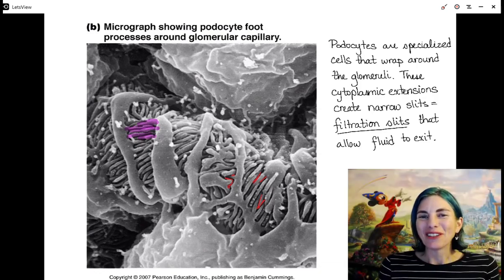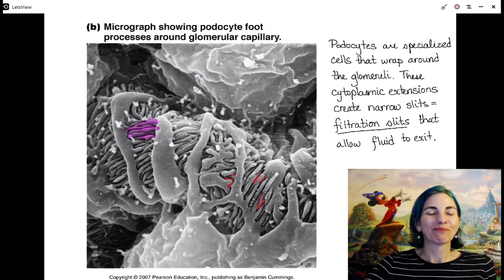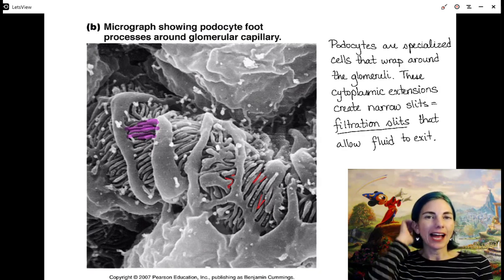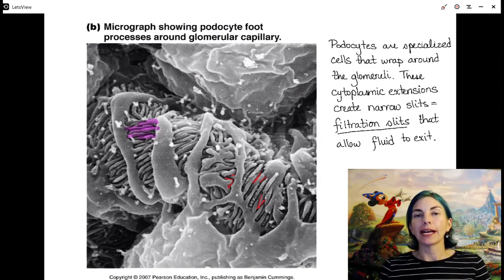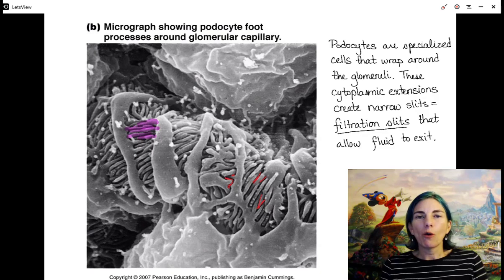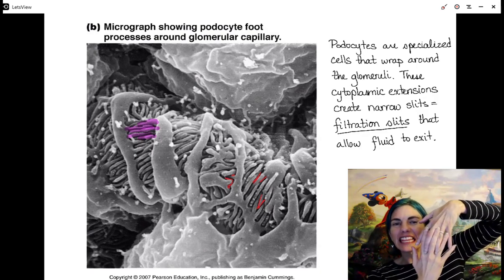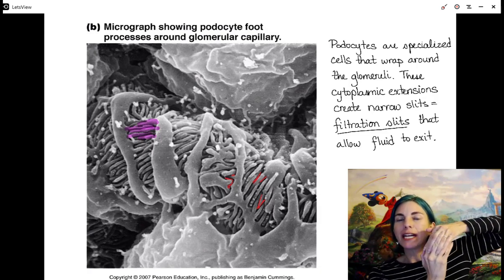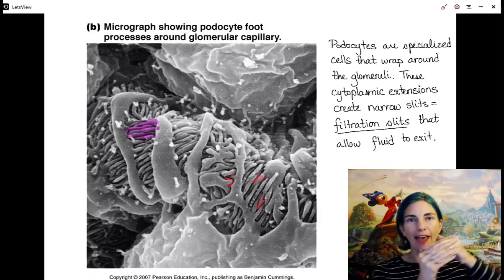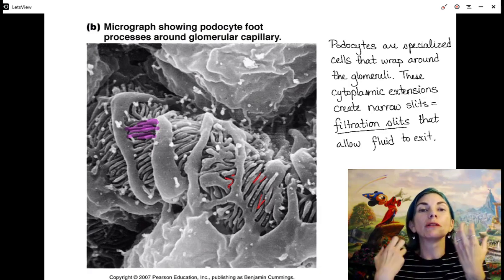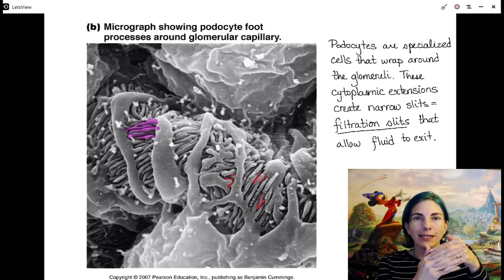So I want to point out something that I think is really fascinating. There's been studies that actually look at the effect of podocytes on filtration. What would happen if you were to take these podocytes and really thicken them up, and make it so that the filtration slits were almost impossible to get through? What do you guys think would happen to your glomerular filtration rate?